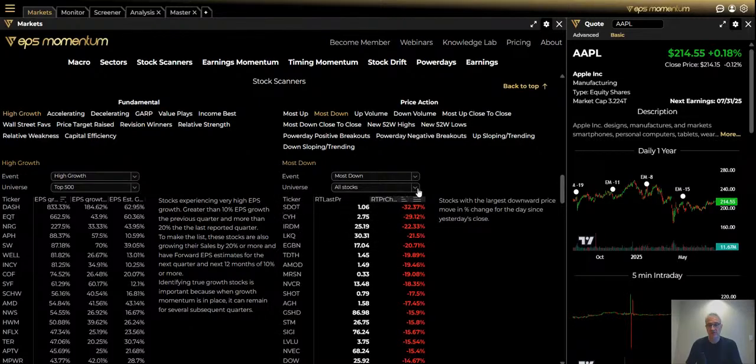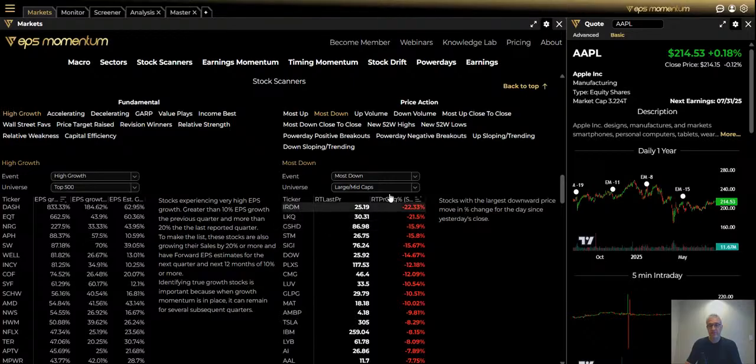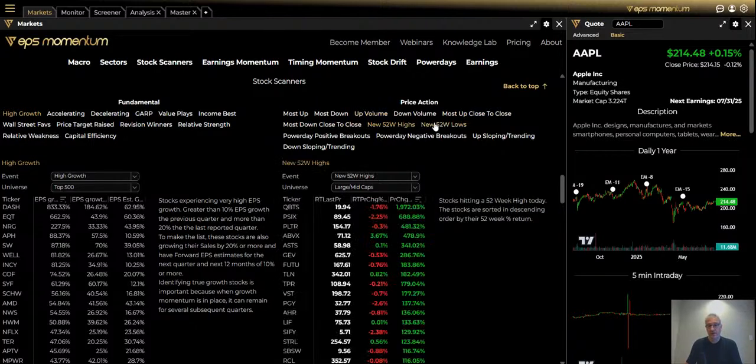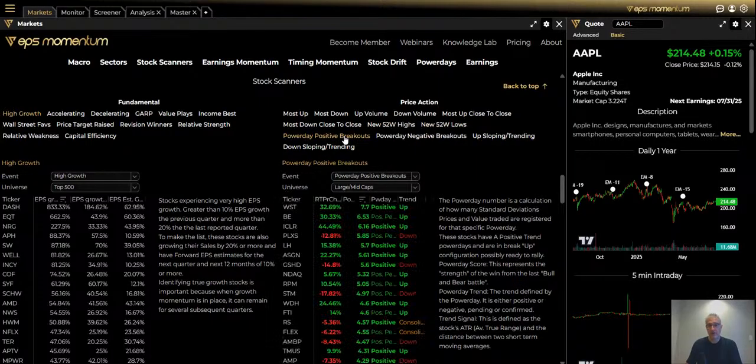All stocks, obviously you have small caps here, but if I want to stick to large mid cap, this is what I'm getting for most down, or up volume, down volume, and so on. So that's the volume ratio, very useful. I have the 52-week high, 52-week lows. I have the power day positive breakout. So this is really stocks that are breaking out.